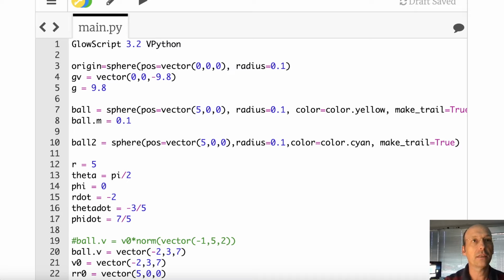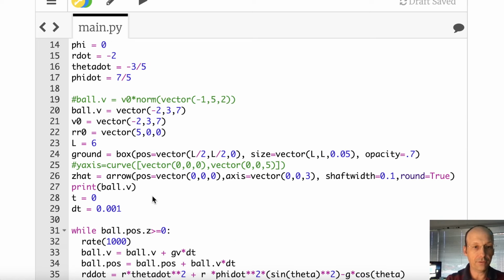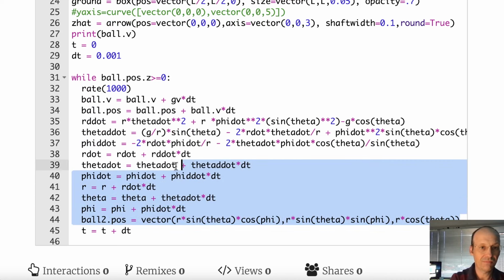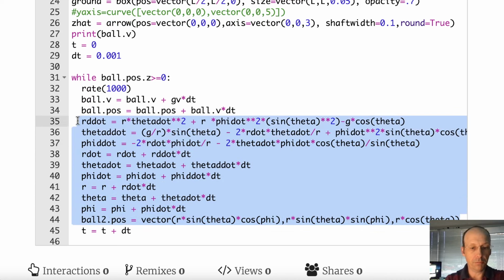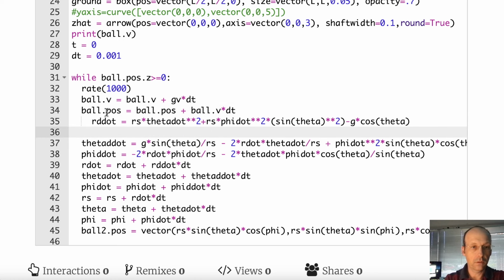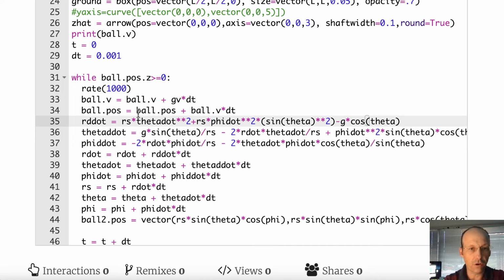Let's see, theta double dot. Okay, there is one change I need to make. All this stuff up to here, I'm going to replace it with that. Oh, I missed the r dot. And then in my other calculation, I had rs instead of r. So I need to get rid of these r's. I don't know why I called it rs.